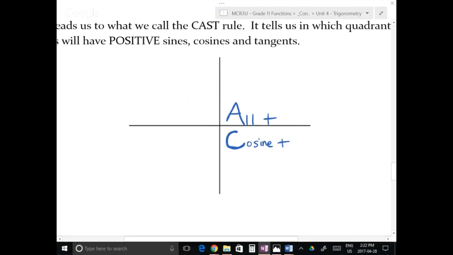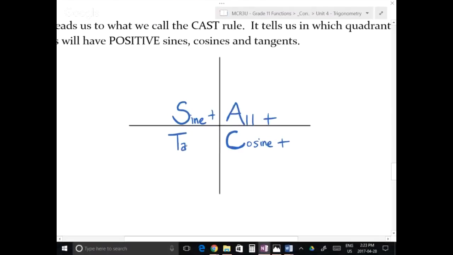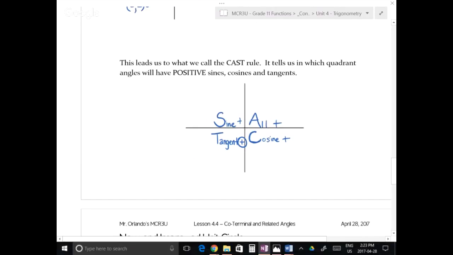What about over here? S. What's positive here? Sine. So sine is positive. And lastly, the T: tangent is positive. Good. So that helps us remember. Any angle that's in this quadrant, all the ratios are going to be positive. Over here, only the sine will be positive. Down here, only the tangent. Over here, only the cosine. So that is going to be our takeaway from today.